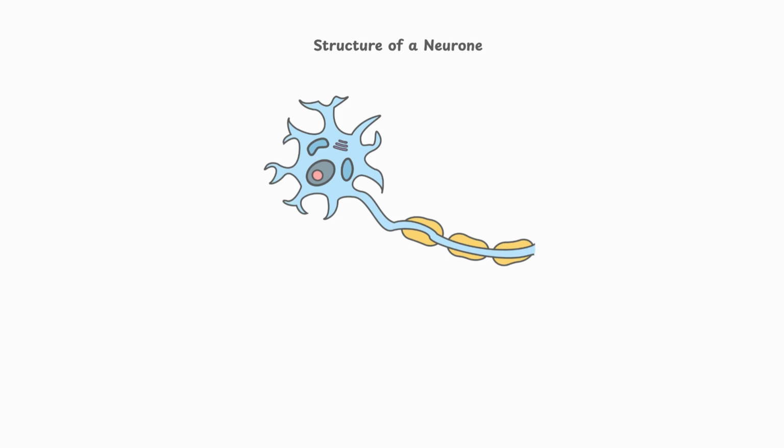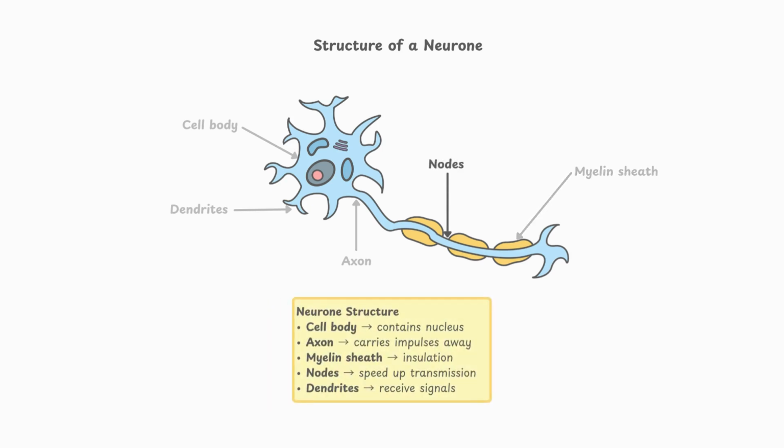A neuron is a specialized cell designed to transmit electrical impulses. It has a cell body containing the nucleus, a long axon that carries impulses away, and dendrites that receive signals from other neurons. The axon is covered in a myelin sheath, which insulates it and allows impulses to travel faster by jumping between nodes.